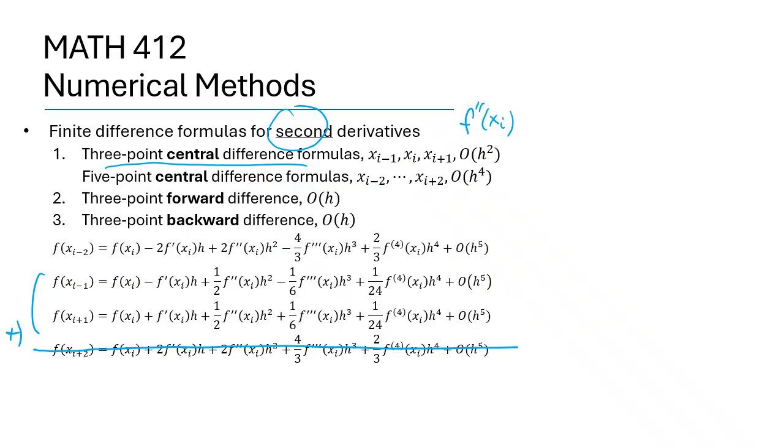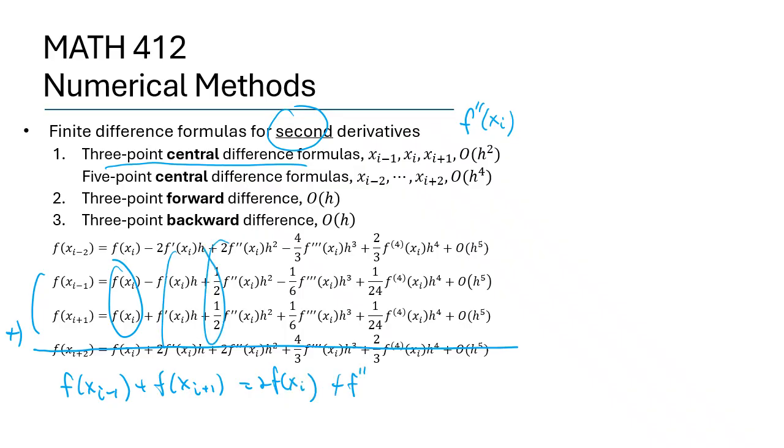With addition, of course, plus and minus here. We just add the two. You have f of x i minus 1, f of x i plus 1. You have this 2 f of xi. This cancels out, and this is just f double prime of xi times h squared. And this term cancels out, and this term survives. That's the fourth-order derivative, with h to the fourth, and that term dominates all the remaining terms. So it's big O of h squared.